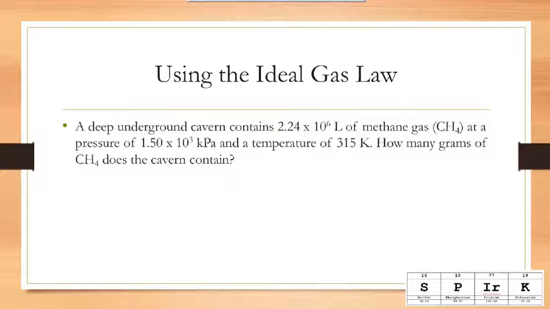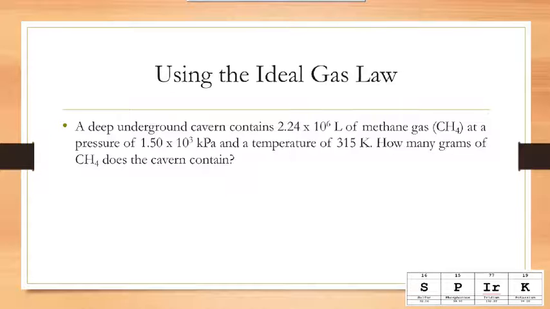So let's try another one. A deep underground cavern contains 2.24 times 10 to the 6 liters of methane gas at a pressure of 1.50 times 10 to the 3rd kilopascals and a temperature of 315 K. How many grams of CH4 does the cavern contain?